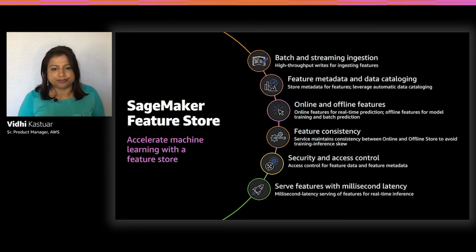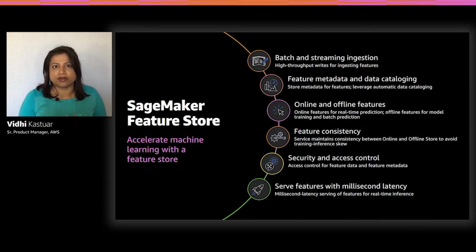value occurs. The feature store supports batch and streaming ingestion that is backed by high throughput writes for ingesting high volume data into the feature store. It also supports feature metadata and data cataloging. So you can store metadata for these features at a feature group level. The feature store also automatically creates data catalogs that makes it easy to query the offline store to extract feature data. It supports online and offline features, which means it allows you to store features both for real-time predictions as well as for model training and batch inference.